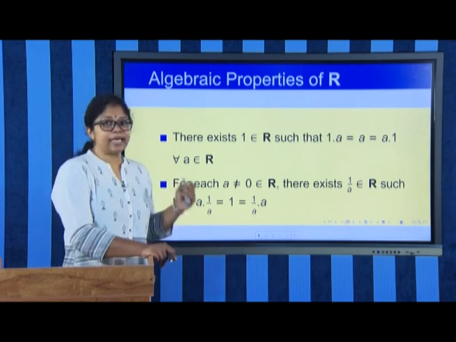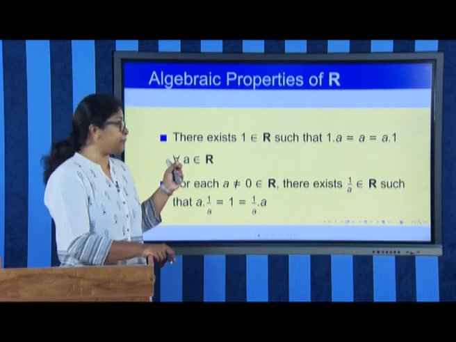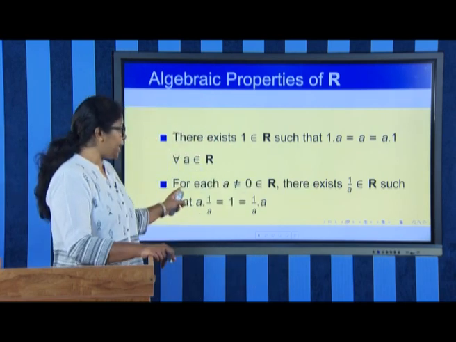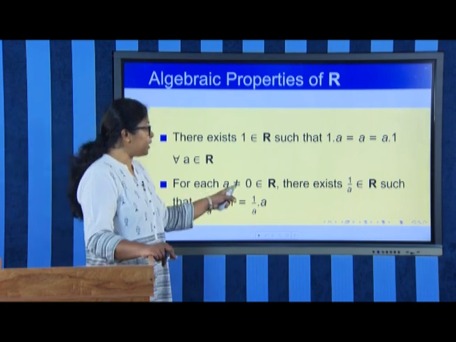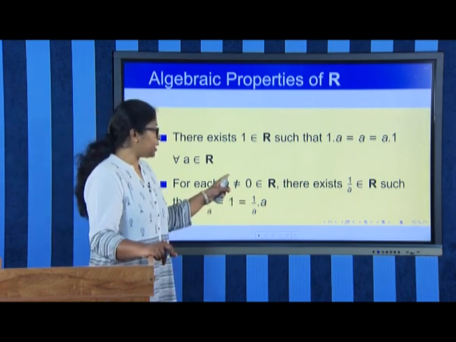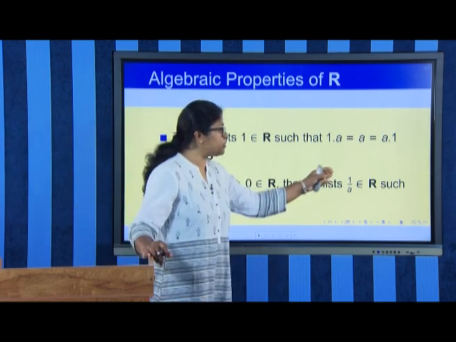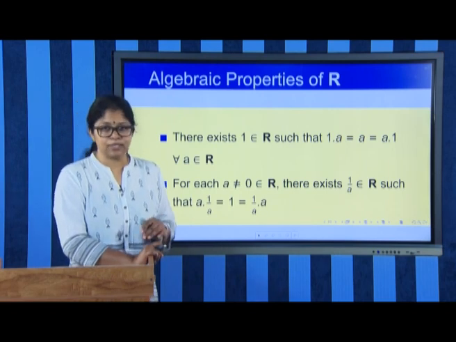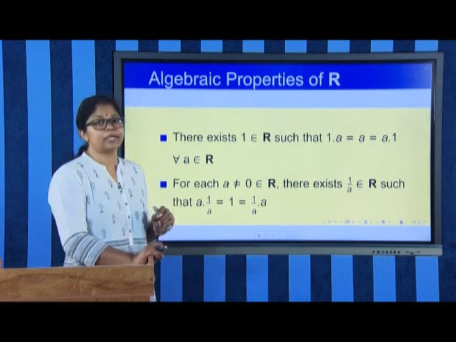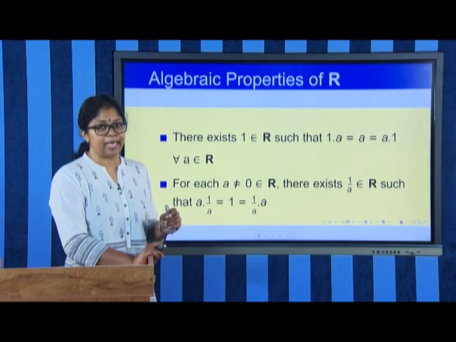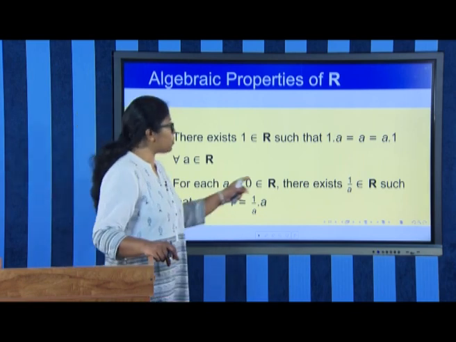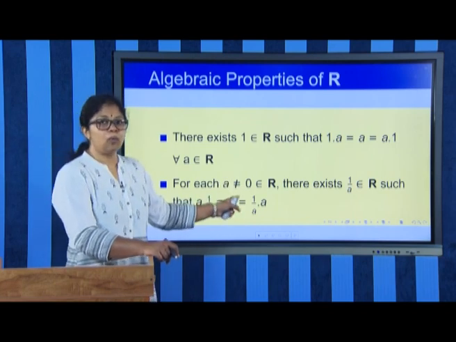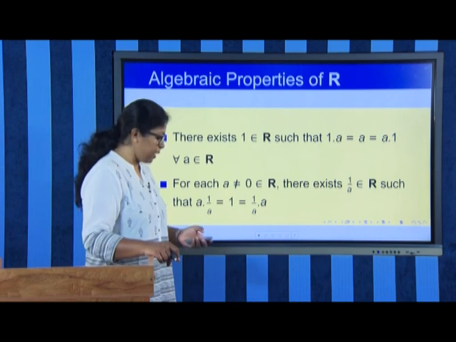And as we had negative a for addition, we have 1 by a for multiplication for each a element of R, provided a has to be non-zero. If a is equal to 0, we all know that division by 0 is not defined, and so there is no multiplicative inverse for 0. All the non-zero real numbers do possess a multiplicative inverse in R, which is called 1 by a, so that a into 1 by a is equal to 1, which is equal to 1 by a into a.